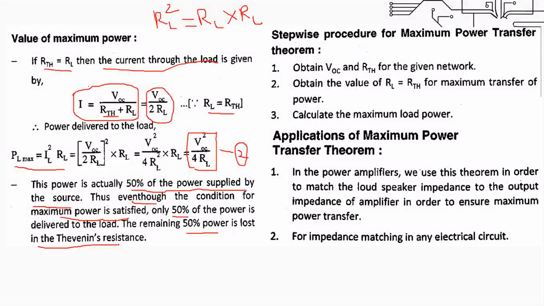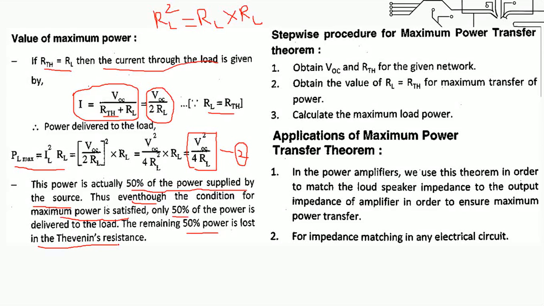So if you see till now, Norton's theorem and MPT theorem, these 2 theorems are dependent on Thevenin's theorem. How are they dependent on Thevenin's theorem? See, the first step in the MPT theorem is to obtain VOC and RTH. In Norton's theorem, if you remember, the first step is to calculate the short circuit current, and in the second step we calculate the Thevenin's resistance or Norton's resistance, RTH or RN.